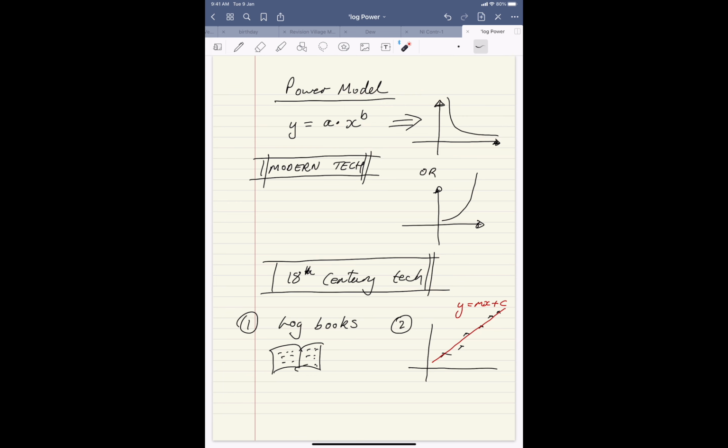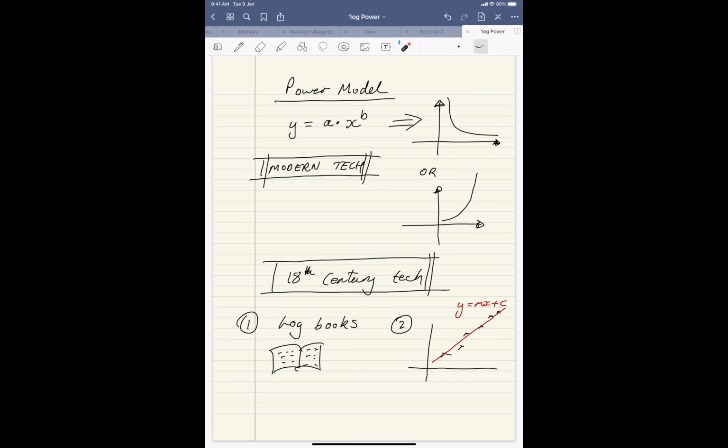So what we're going to do is take a step back to the 18th century. Obviously, modern technology will find us the perfect values for B and A that give the best fit line. Now, of course, the best fit line might not go through all the data points, but it's called a best fit line for a reason, right? And the best values for A and B will be found automatically by a computer or your calculator.